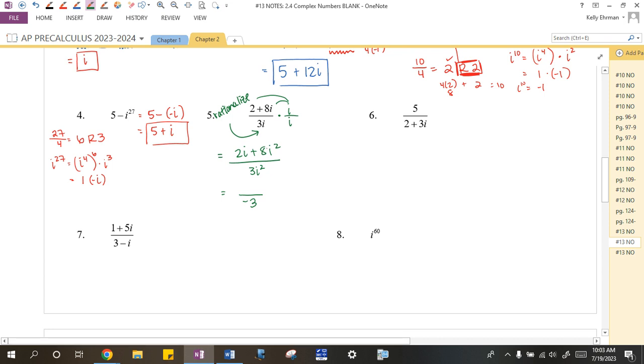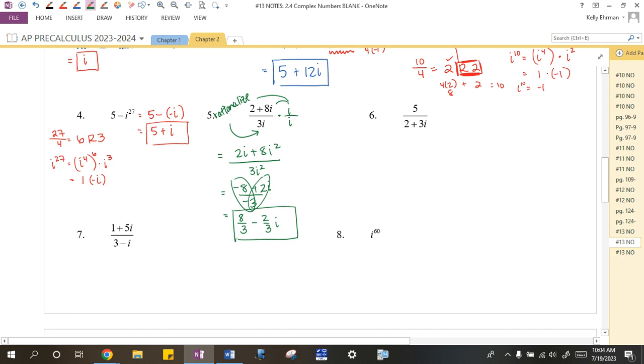And then let's simplify the top. 8i squared is negative 8 plus 2i. Now, when we're writing complex numbers in standard form, we're supposed to split the real part and the imaginary part. So we're supposed to do the division. Negative 8 divided by negative 3 is 8/3. 2i divided by negative 3 is negative 2/3 i. So this is technically the correct standard form, real part plus imaginary part.